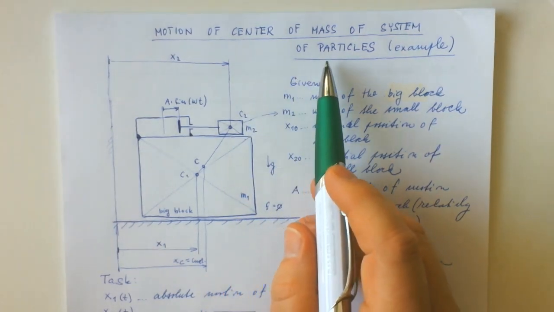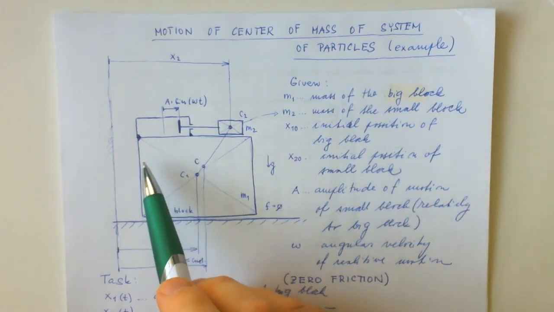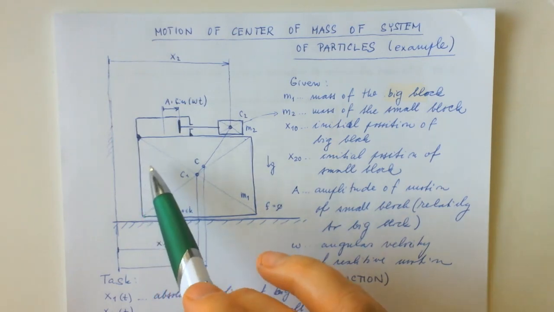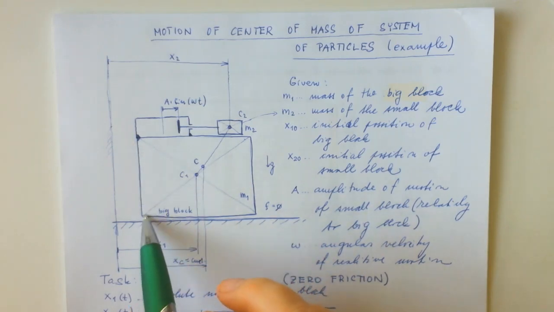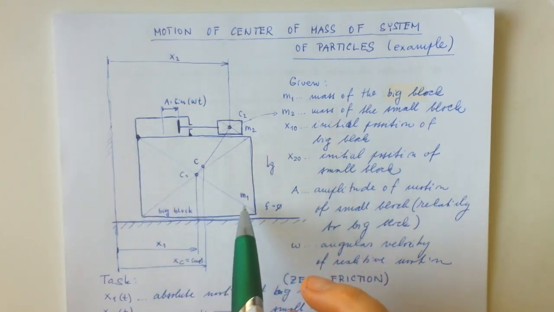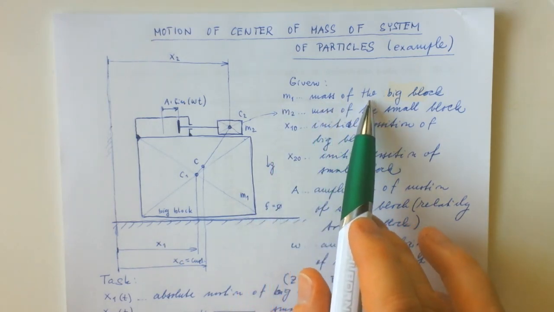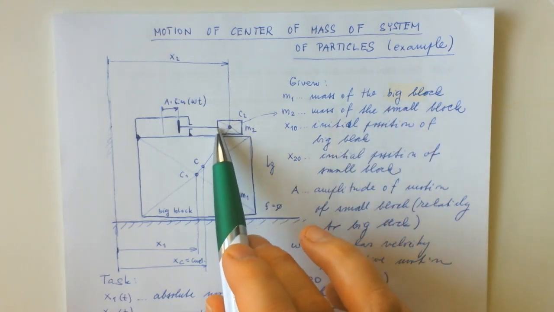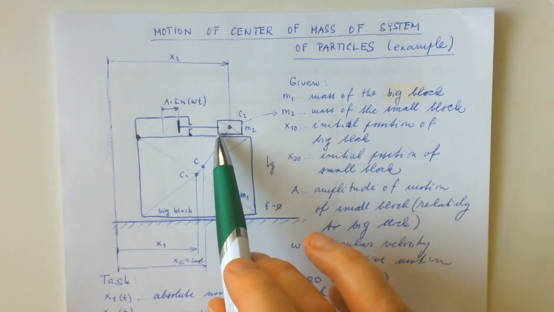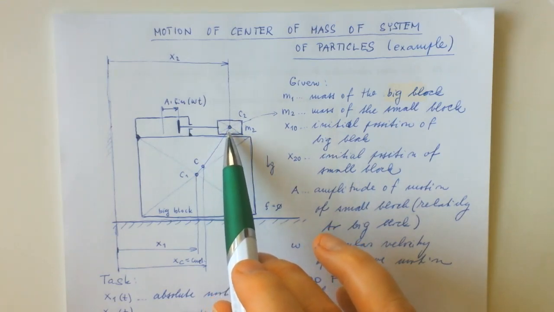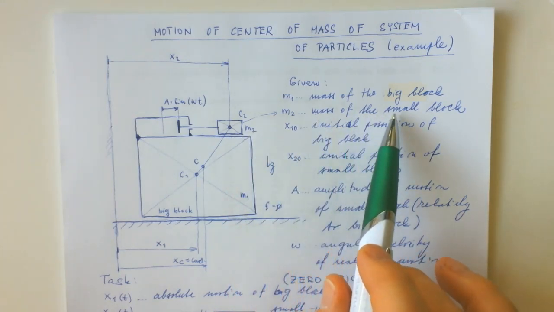Motion of center of mass of system of particles. Let's consider we have a system of two masses. First mass is called big block, and it is this box with mass m1. So m1 is a mass of the big block. The second element of the system of particles is smaller, and the mass is denoted m2. It's a mass of small block.